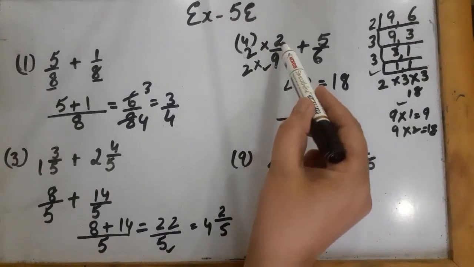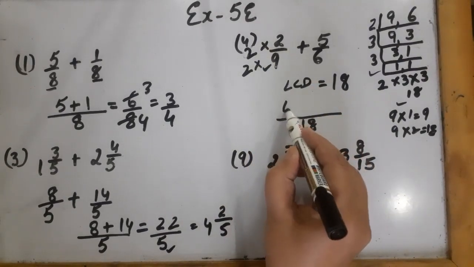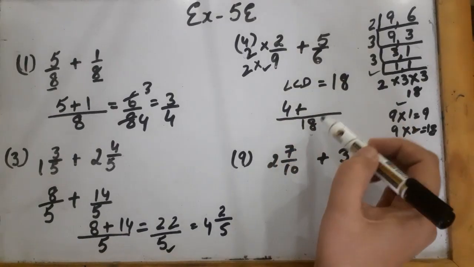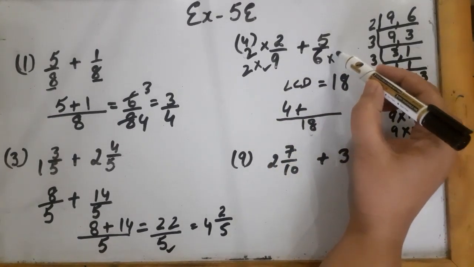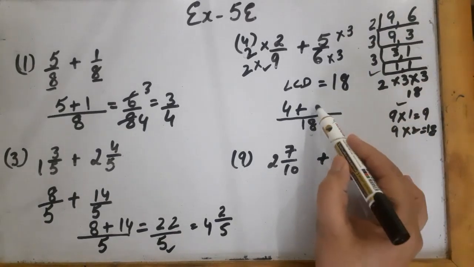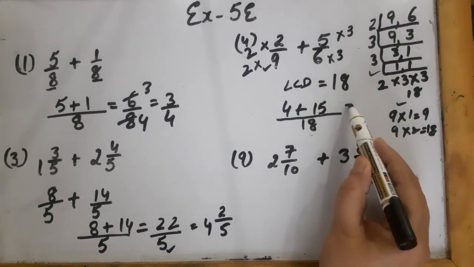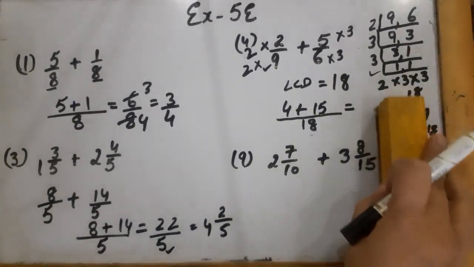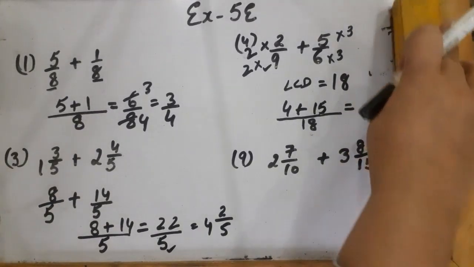So the new numerator I will get is 2 4s are 8. Now how will 6 become 18? Multiply by 3. So it means 5 also I'll multiply with 3. 5 3s are 15. Now you add both of them. 4 plus 15, you add, and what will you get?